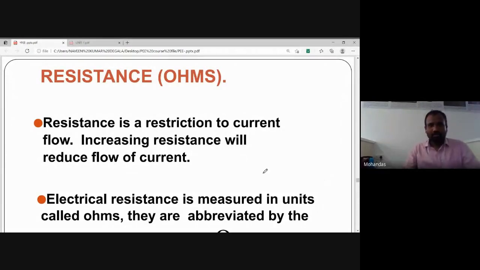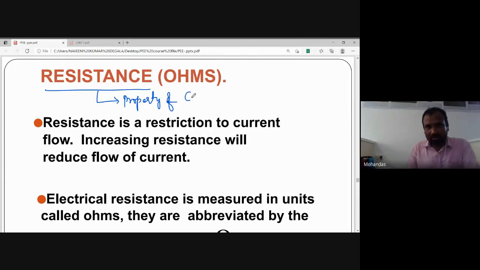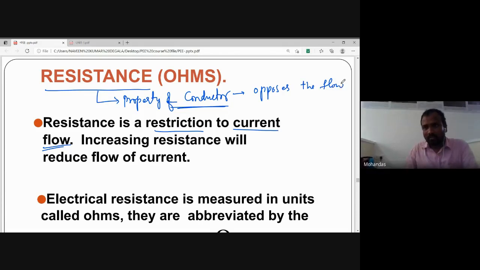See, resistance is a property of a material, or let us take a conductor. Property of any material or conductor which is a restriction of current flow, or which opposes the flow of electrons.